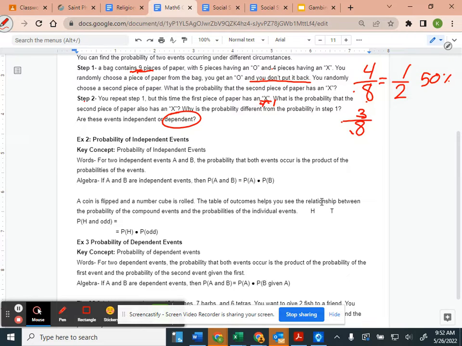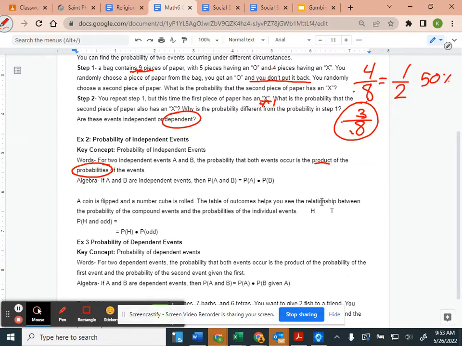So, probability of independent events. For two independent events, A and B, the probability that both events occur is the product of the probabilities of the events. So it's the product of the probabilities, not the event outcomes. We're talking probabilities now. Probabilities, remember, are fractions.